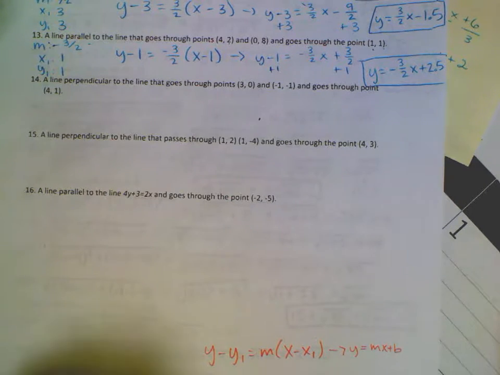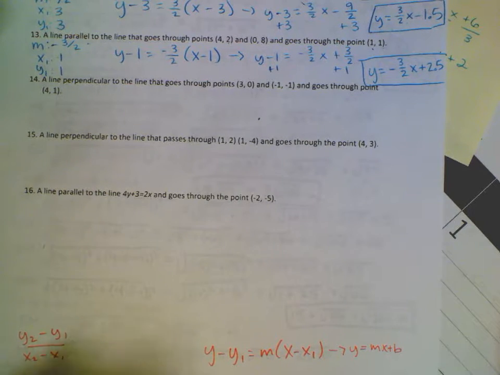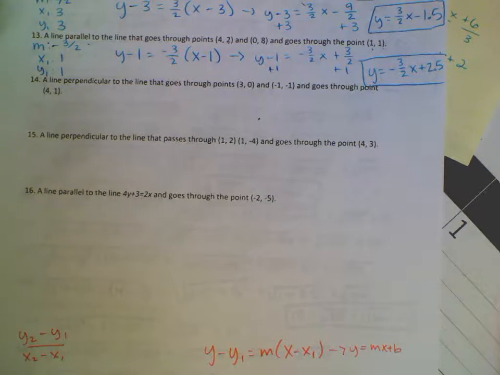And the last thing that we're going to need for this is our slope, which is our slope formula, y2 minus y1 over x2 minus x1. None of these formulas are going to be given to you on the blue sheet, so make sure you know these for your test. For number 14, it says that we are going to make a line that's perpendicular to the line that goes through those points, and our line will go through the points 4, 1.